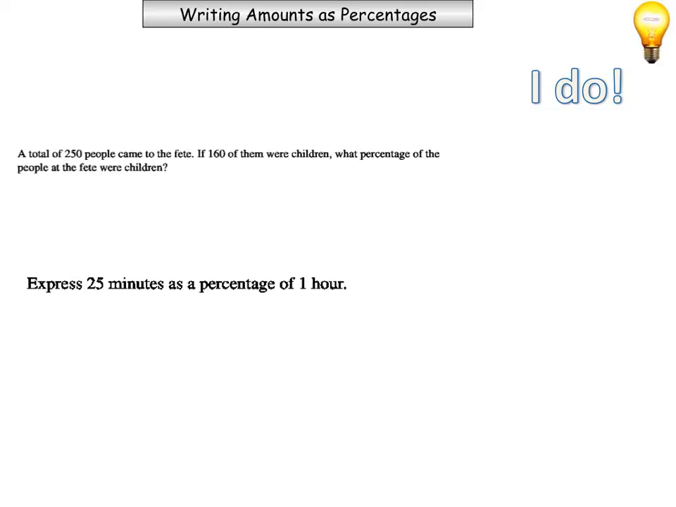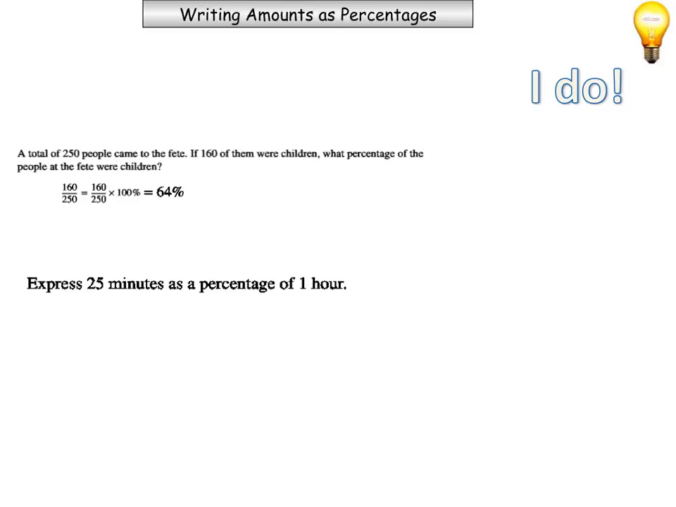Okay, what you need to do here is find the percentage of children that are at the fete. In order to do that, we need to write the children as a fraction of the total number of people that are at the fete. Okay, so we've got 160 children, 250 people at the fete. So the 160 will be the numerator, the 250 will be the denominator. And we then need to multiply it by 100%. Our answer is 64%.